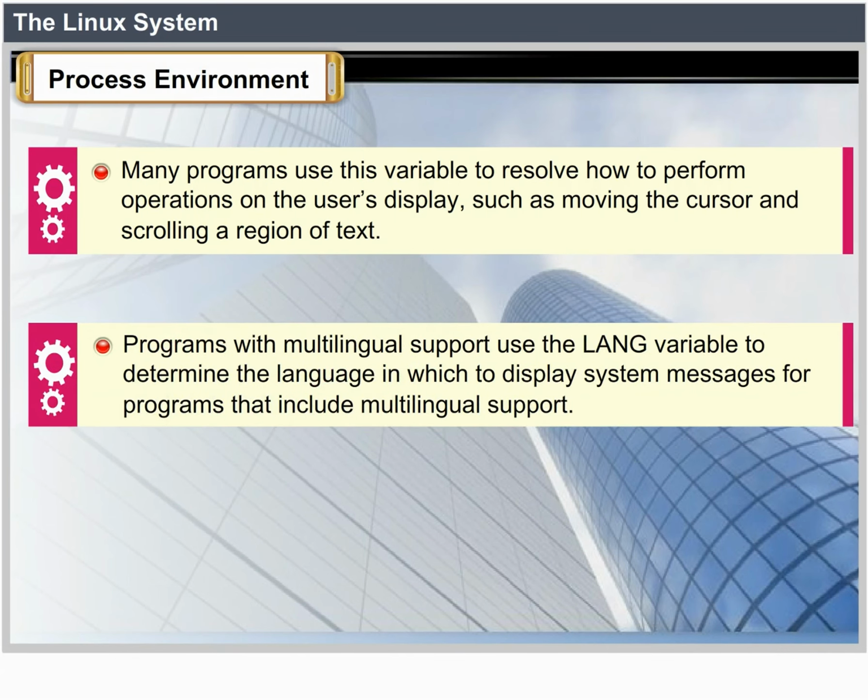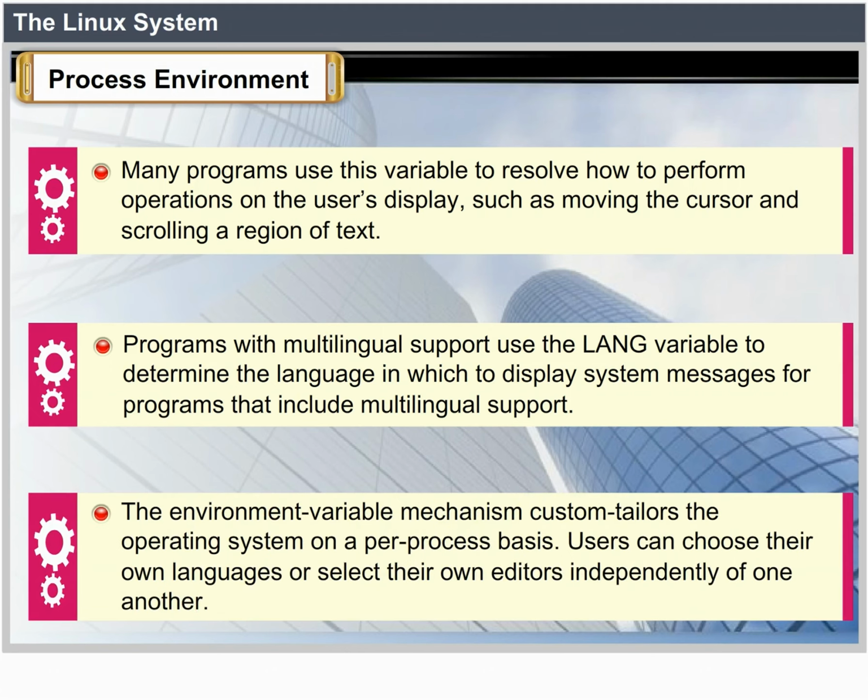Programs with multilingual support use the LANG variable to determine the language in which to display system messages. The environment variable mechanism custom tailors the operating system on a per-process basis. Users can choose their own languages or select their own editors independently of one another.